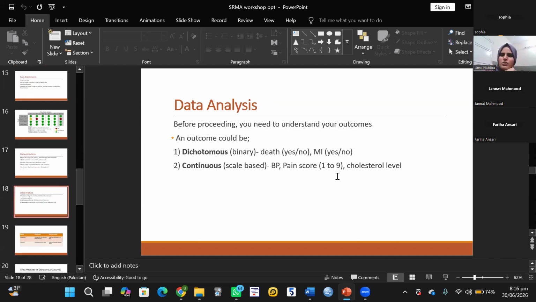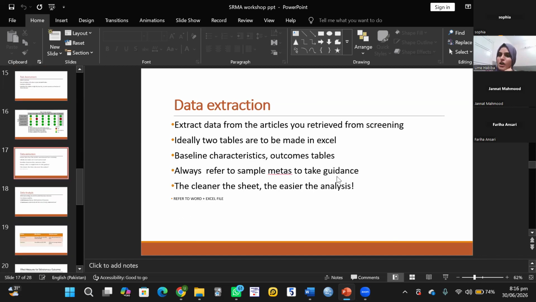We talked about how to clean our sheet, right? Because when we clean our sheet, it becomes easier to perform analysis. We just have to copy paste the numbers. We'll talk a bit more about this today as well.